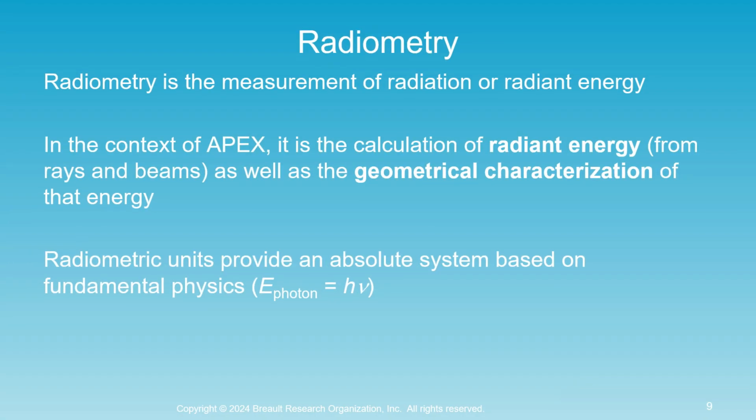Now, an important concept to understand here is radiometry. If you know optics, you know radiometry is the measurement of radiant energy, in simple terms. In Apex, this is represented through the calculation of radiant energy from the rays and beams, while also taking geometry into account, both the geometry of the system and the geometry of the rays itself. This will be useful for the analysis of any modeled optical system.